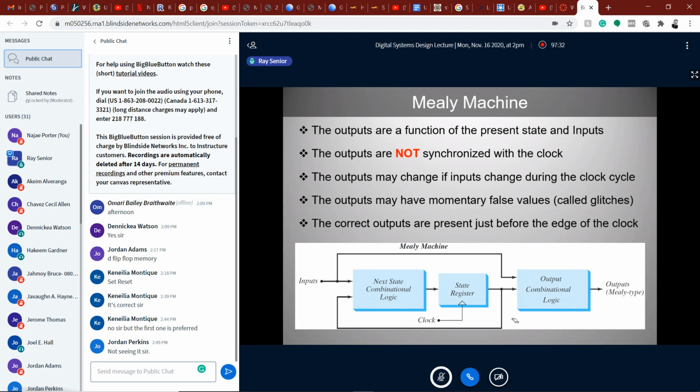And that is usually what causes the glitches, when an input changes within the clock cycle or just after the clock edge has been triggered. Whenever the input changes, it usually gives out at the output what we call false output or glitches. So that's one of the things you have to be aware of when you're creating Mealy machines. All right, but eventually the output is corrected, and the output is always correct just before the next clock edge.